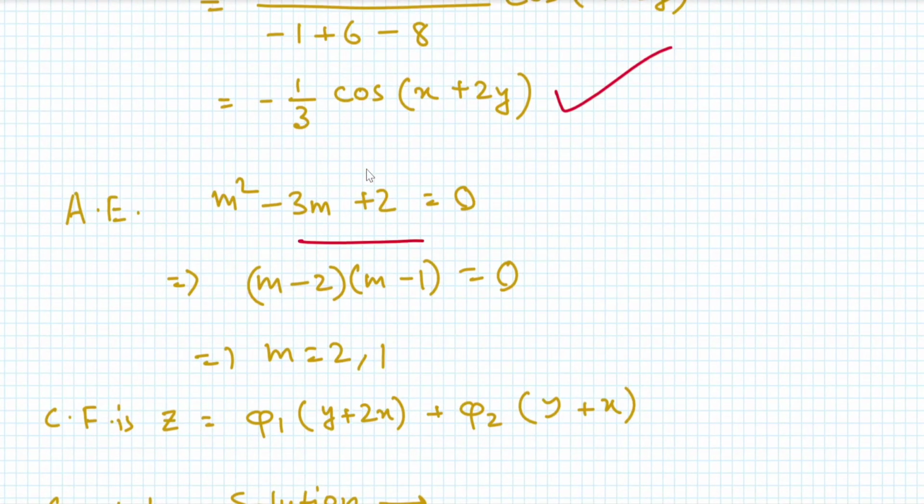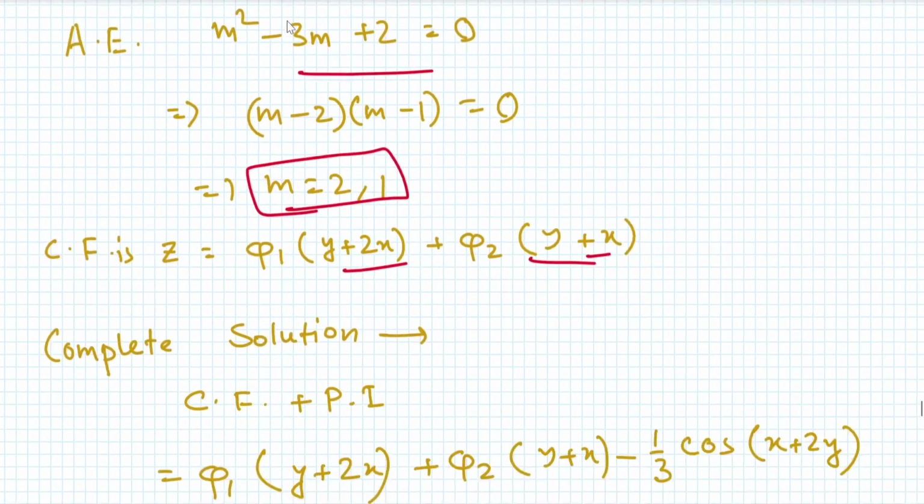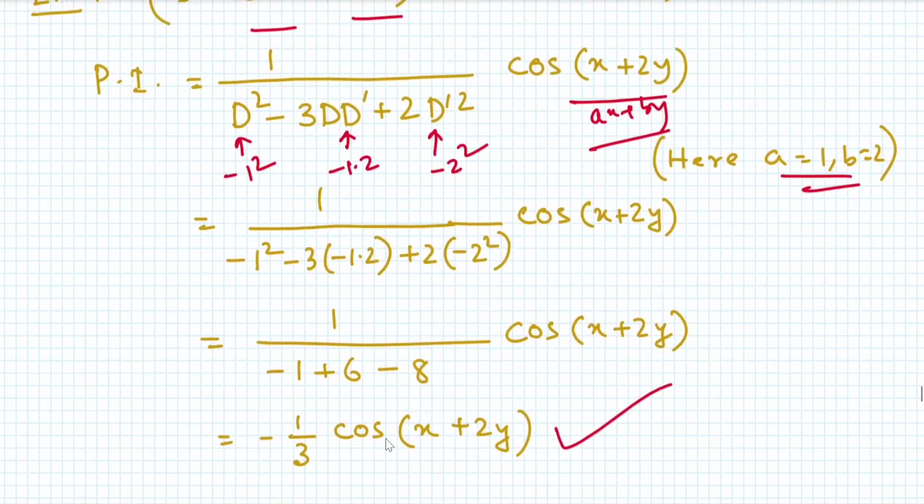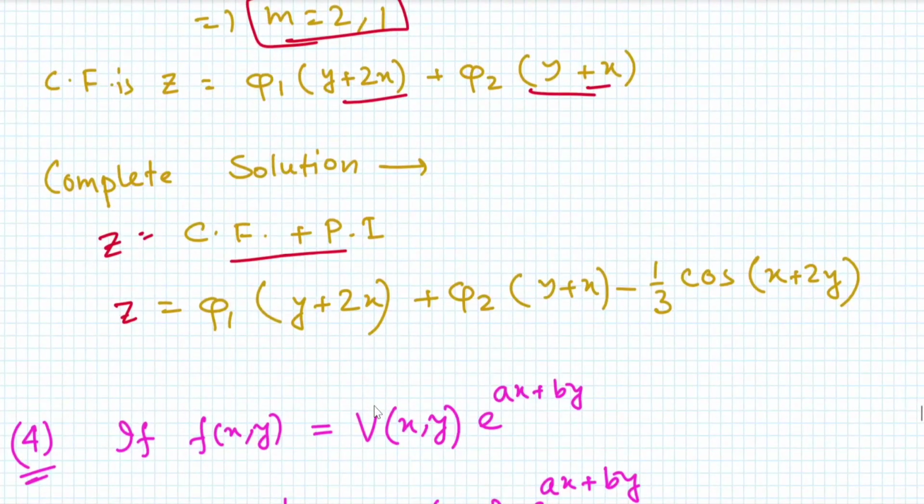Now if we find the complementary function, this is the auxiliary equation. This gives the two distinct roots, 2 and 1. So the complementary function is phi 1 of y plus m1 x and phi 2 of y plus m2 x, that is phi 1 of y plus 2x and phi 2 of y plus x. So the complete solution is z equal to CF plus PI. So z equal to phi 1 of y plus 2x plus phi 2 of y plus x, and the particular integral is minus 1 by 3 cos of x plus 2y.